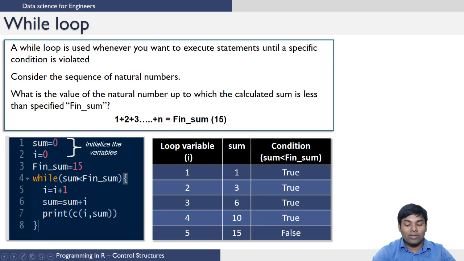Now it checks whether the sum is less than final sum. The sum is 1, which is less than the final sum 15. It will go for the next iteration. It will update the value of loop variable and the value of sum variable. At the fifth iteration, you have a sum variable 15, which is equal to 15 but not less than 15. This statement is false and it will come out of the loop.